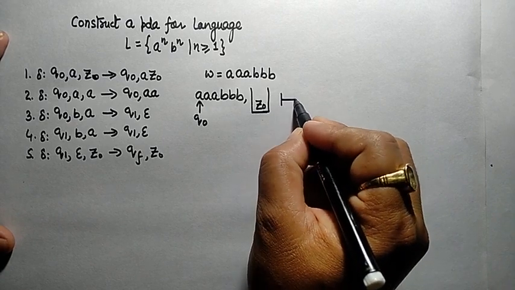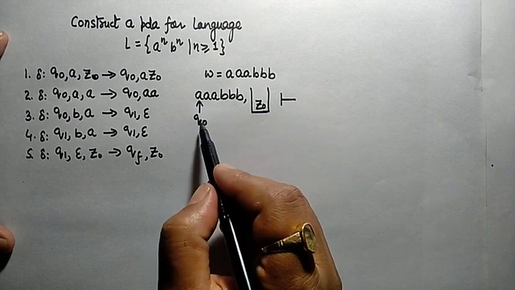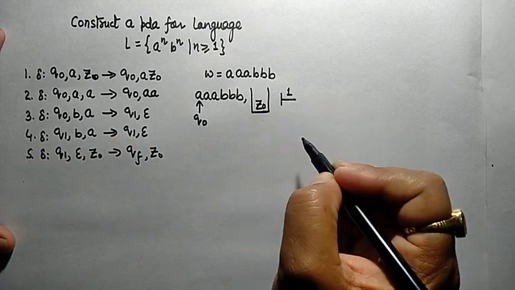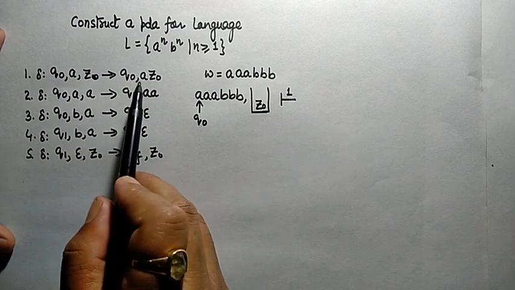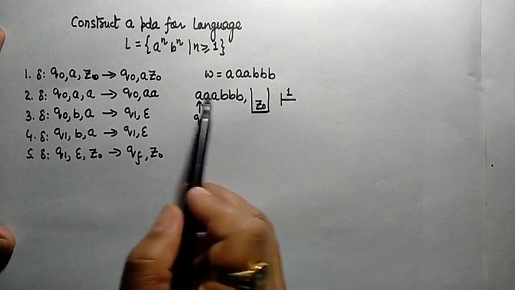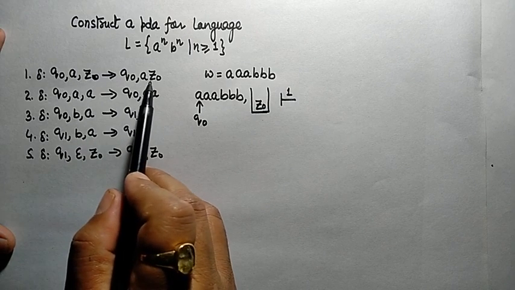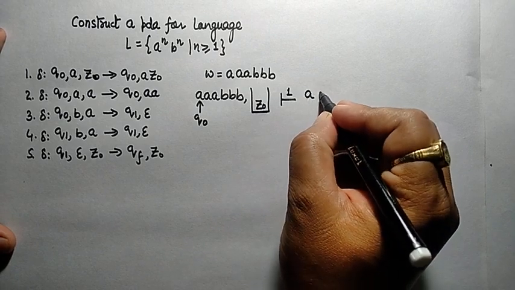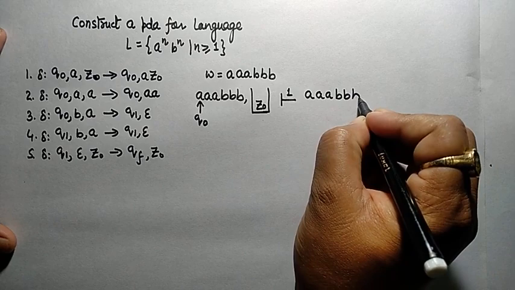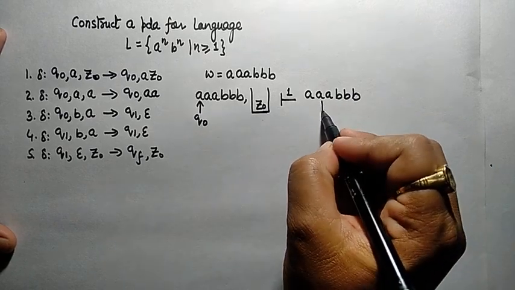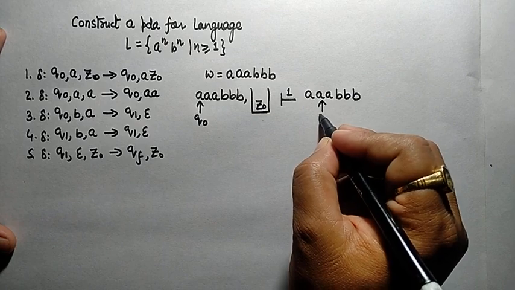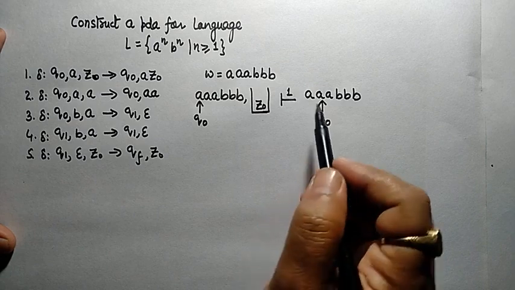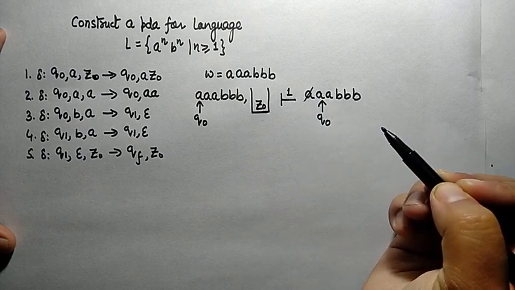After reading this, which rule will be applied? Q0 A Z0. So rule number 1 will be applied, and after this this A will be pushed into the stack. So Z0 will be replaced by AZ0. Now this pointer will shift to its right. You see the state is Q0 and here is also Q0, so we write Q0 here. This A has been read.